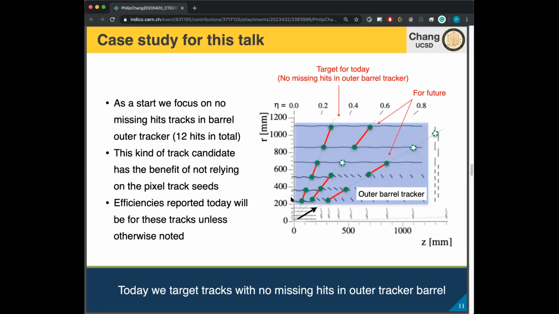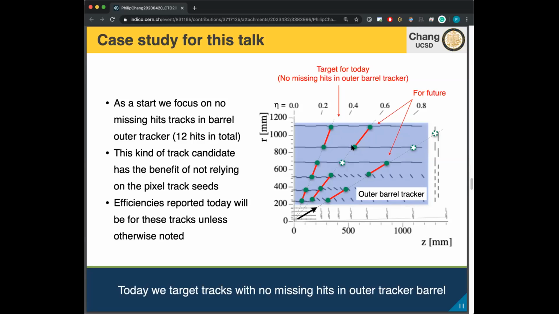And so the track building that we're currently targeting is the very first one on the left-hand side that the cartoon is showing. This kind of track has the benefit of, again, not relying on the pixel track seeds, and it can be built purely out of the outer tracker barrel. The efficiency that I'm going to show for these studies is targeting these tracks as the denominator object. The other kinds of tracks that can be built are for the future, and we're currently studying them to see what kind of impact they can have.